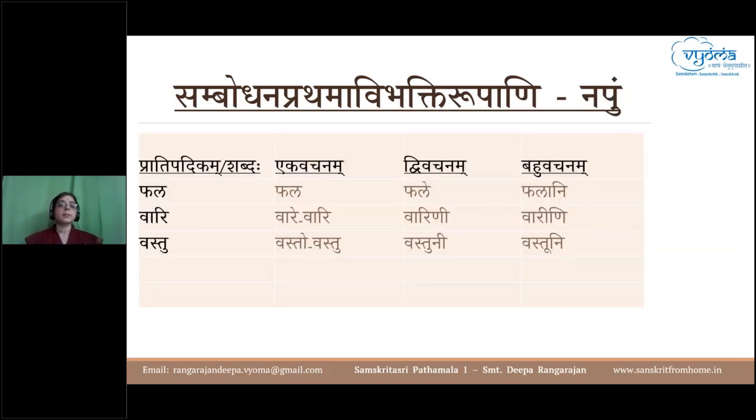Napumsakalinga, Phala, Phale, Phalani. Phalam becomes Phala in Prathama, Ekavachanam. For Vari, it becomes Vare or Vari itself. Varini, Varini. These two don't change. Vasto, Vastuni. Vaste, Vastu, Vastuni. So there are two forms for the Ukara and Ikara ending Napumsakalinga Shabdas in Sambodhana Prathama.